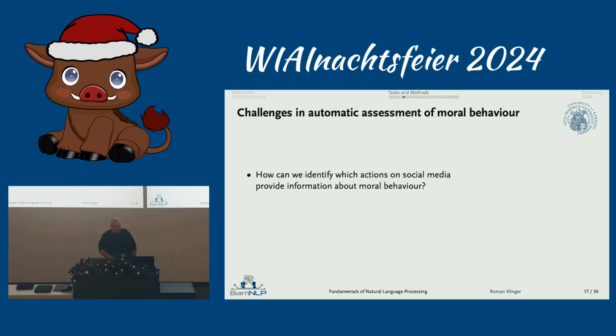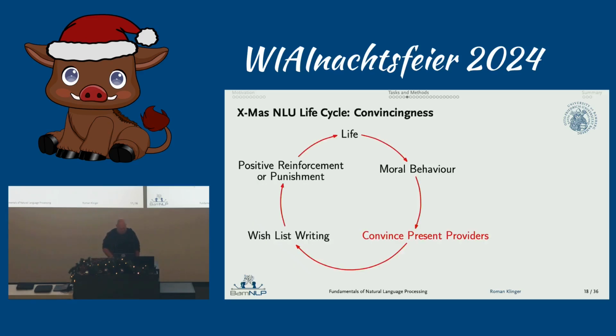There are, of course, challenges here. How can we identify which actions on social media provide information about moral behavior? That could be modeled as a retrieval augmented generation task, or perhaps a reinforcement learning based filter. And one might bring up, I don't think this is a realistic problem, but one might assume that assessing moral behavior on social media comes with ethical issues. However, I think this is not a big deal. Now we are able to assess how good a person is automatically. Perfect, that's a big deal in Xmas.